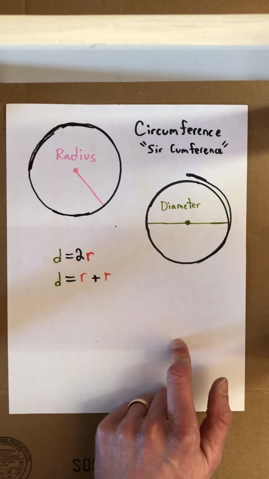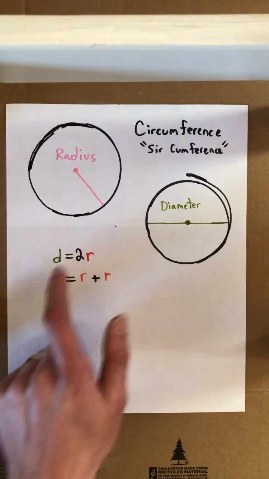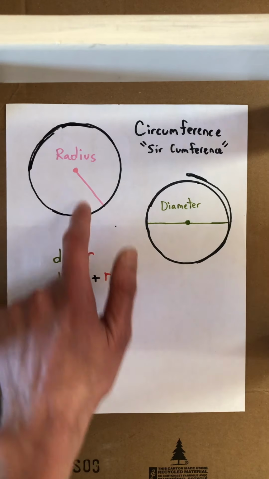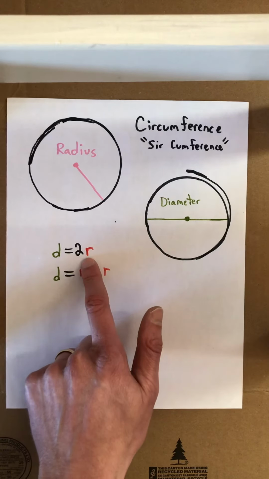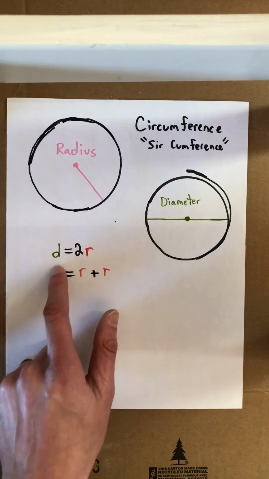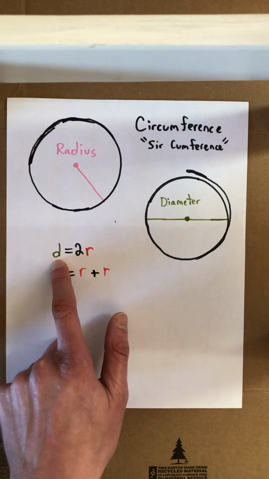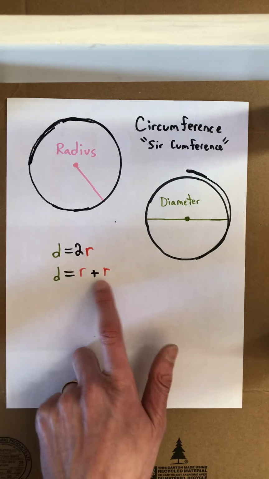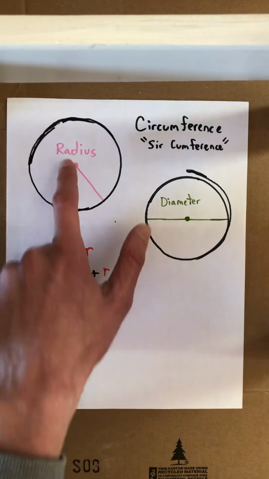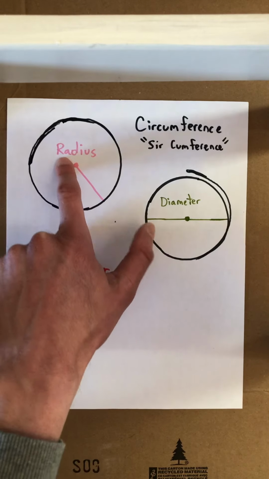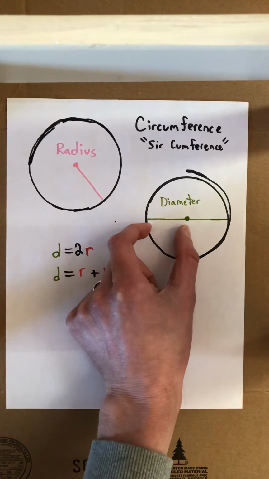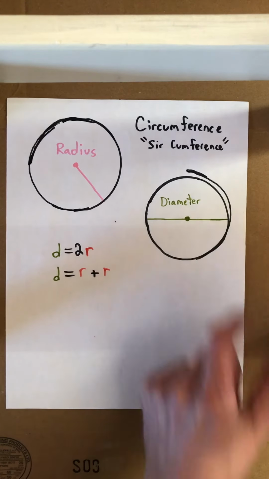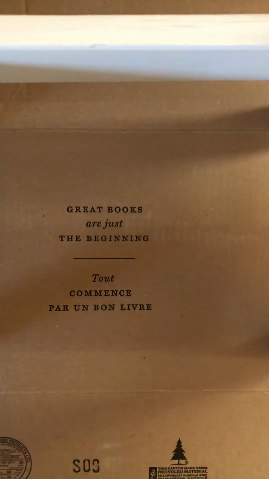Now, one relationship we can see about this is diameter, which we can call d, is equal to two of these radiuses, two radii. So 2 times r, 2 times the radius, will give you the diameter. Or if you prefer adding, the radius plus another radius will give you the diameter. So this radius here, imagine adding another radius, that would be the same length as the diameter, because a diameter basically is 2 of these radiuses.